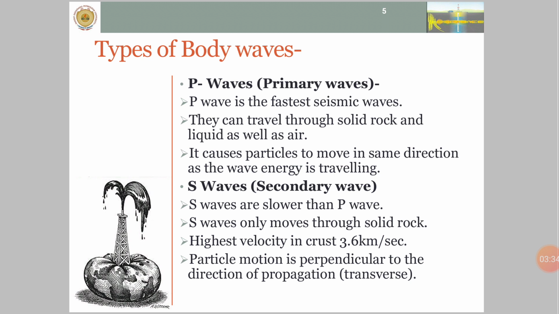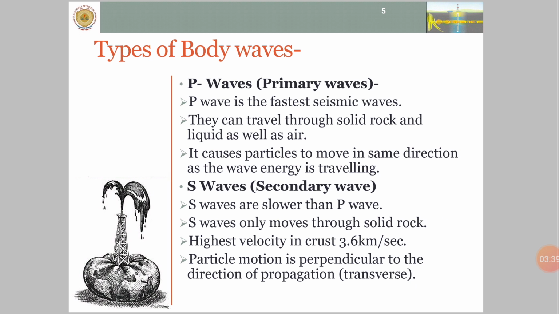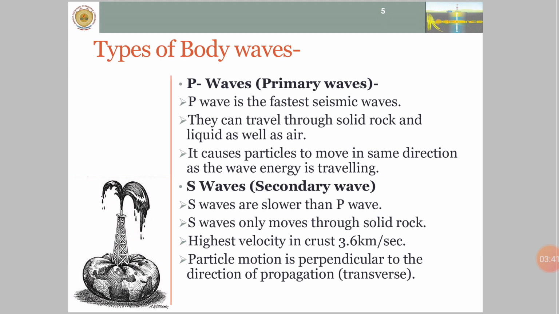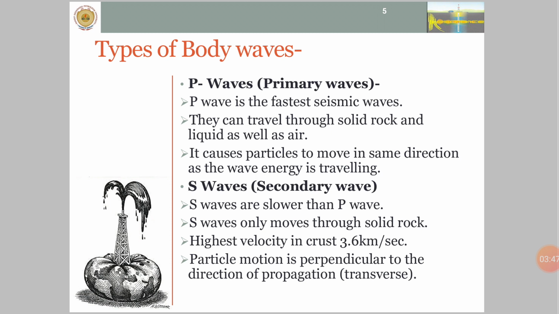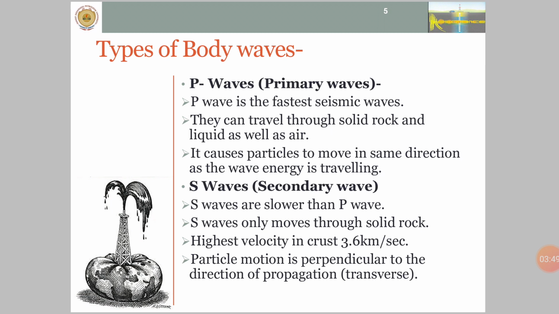There are two important types of body waves which you need to remember always. One is the P waves, which are the primary waves. P wave is the fastest seismic wave. They can travel through solid rock and liquid as well as air. It causes particles to move in the same direction as the wave energy is traveling.